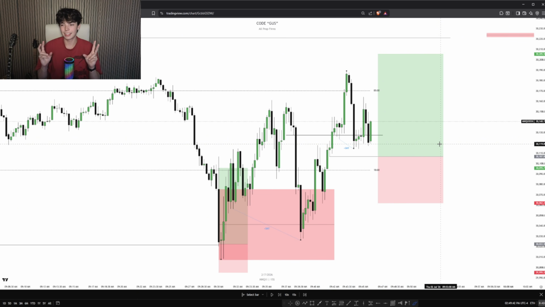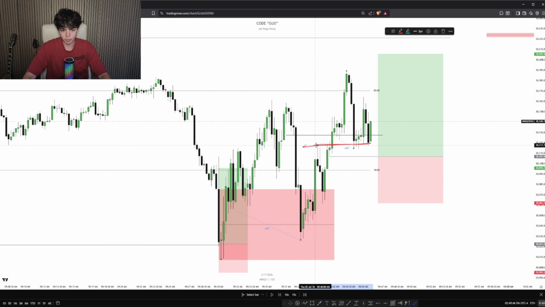It's the only technical pattern I like to trade in the market. It looks like a W, okay? And an M for bearish examples. But we have the displacement through the top.